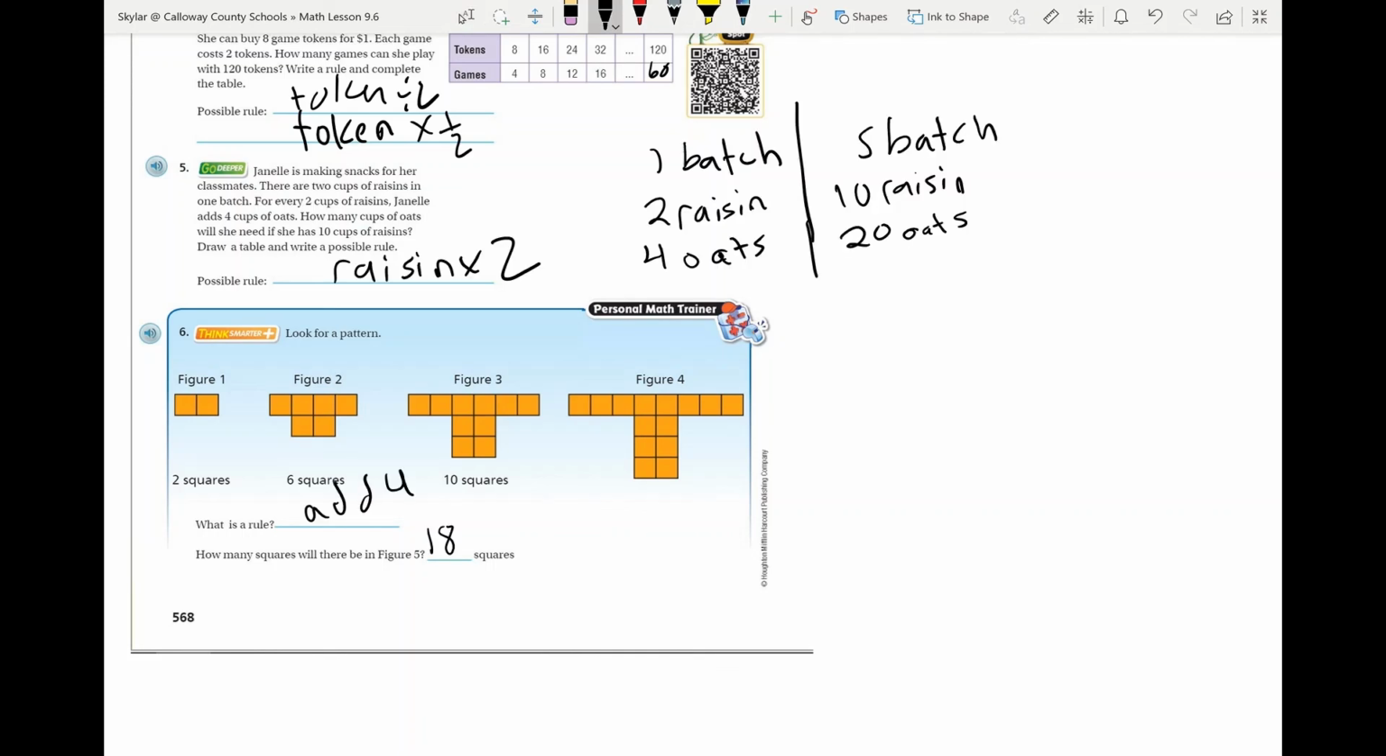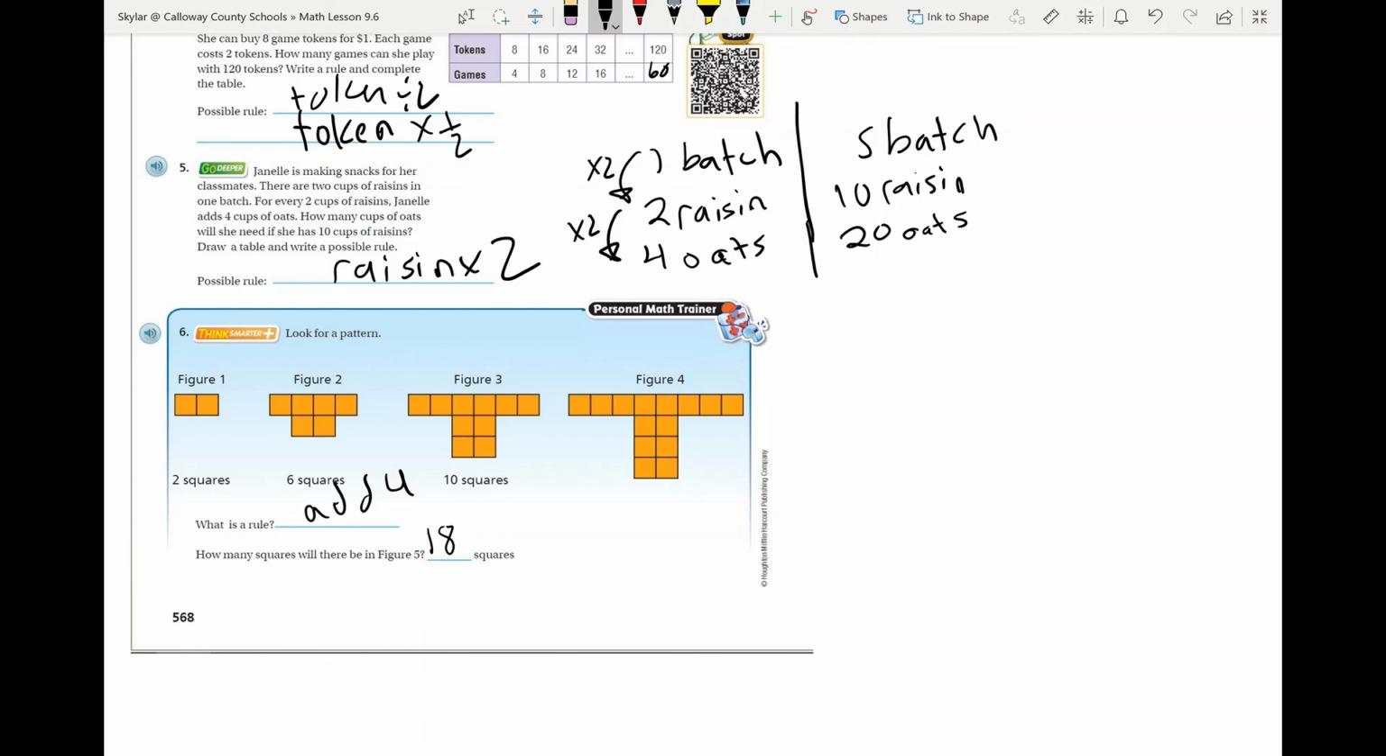Alright, so hopefully for number 5 for your rule, you got raisins times 2. And I hope you also drew your table. You could also figure out your batch, because if you look here, your rule to get from raisin to oats is times 2, and your rule to get from batch to raisins is actually also times 2. So if you know you have 10 raisins, you can just do that backwards. If you multiply batch times 2 to get raisins, you can divide raisin by 2 to get batch.